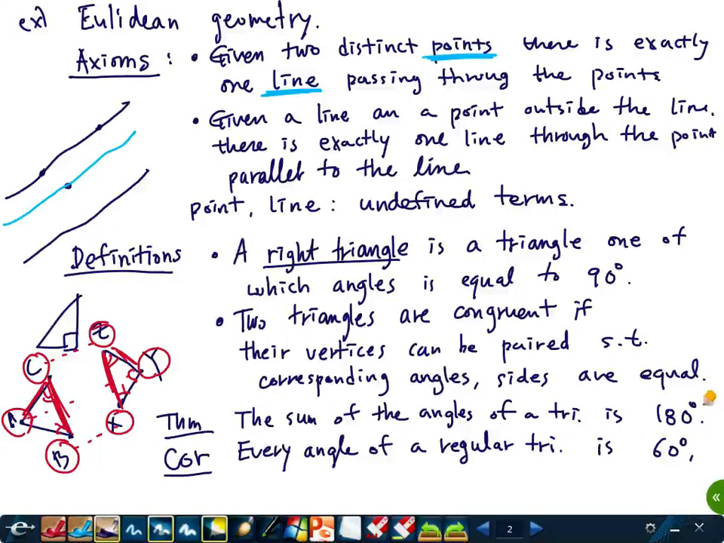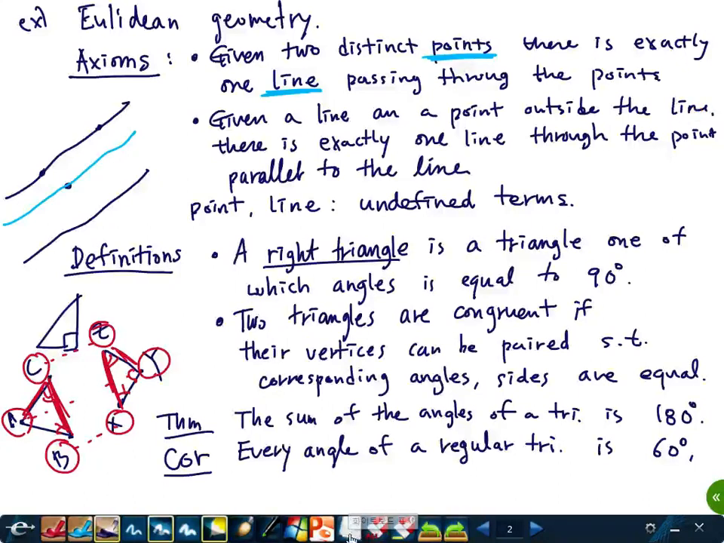Because we know that the sum of these angles is 180. There are three angles. Regular triangle means the angles are all equal. So each angle must be 180 divided by 3, so 60. The corollary is something like this. Very easy consequence of a theorem, but still useful to do something else or on its own. Any question?